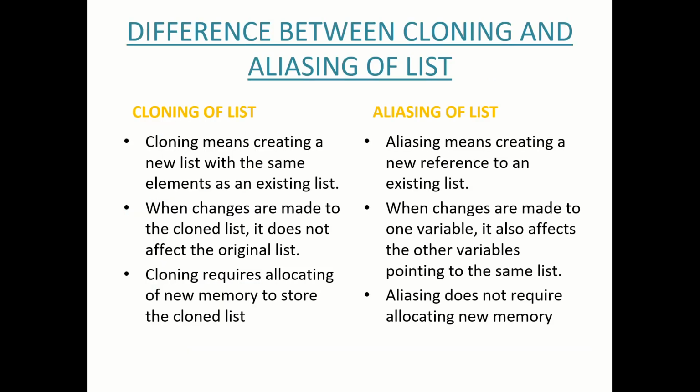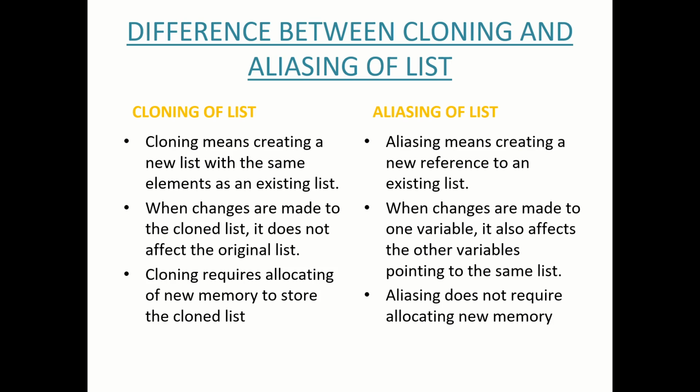Let's know the differences between cloning and aliasing of a list. Cloning of a list. Cloning means creating a new list with the same elements as an existing list. Aliasing of a list. Aliasing means creating a new reference to an existing list.